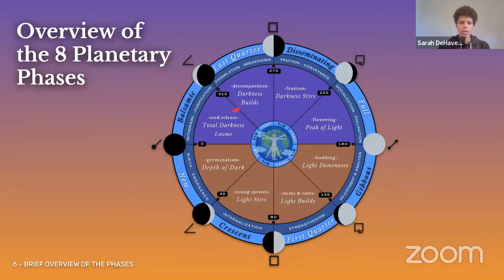Then the gate into the balsamic, which is a semi-square aspect. This can be a really difficult point for people moving into balsamic, because that seed release, the total darkness looming, the darkness, again, synonymous with yin. So this can be synonymous with the shadow, the emotional inner landscape, our subconscious, and even our unconscious. Spirituality and the divine can be seen from this phase as well.